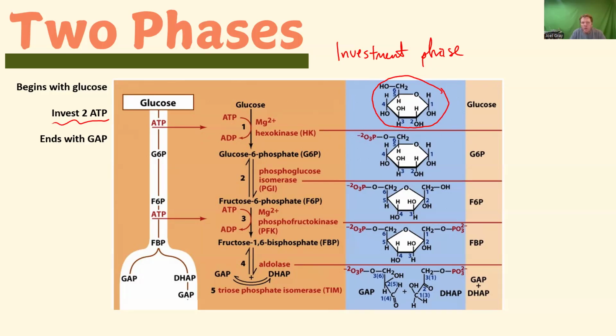So when we get glucose, we are going to have the enzyme hexokinase take a molecule of ATP and transfer a phosphate from ATP onto glucose to make this resulting molecule right here, which is also known as glucose 6-phosphate.